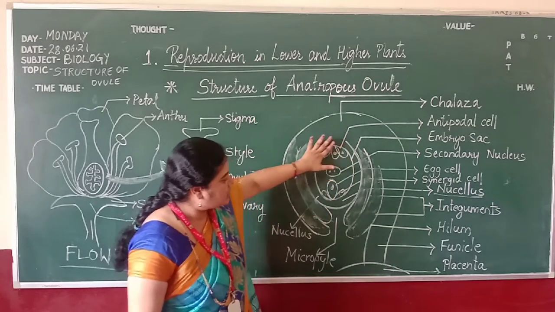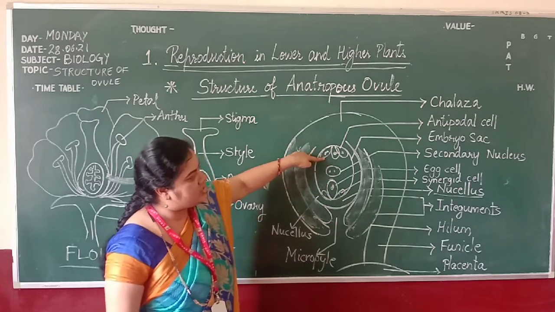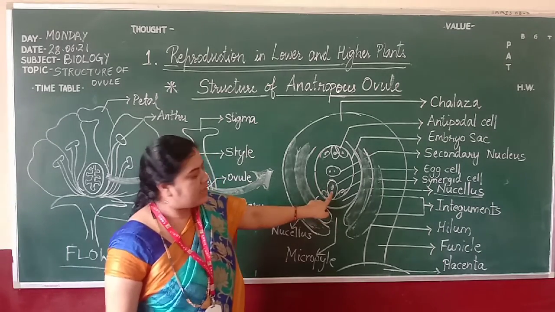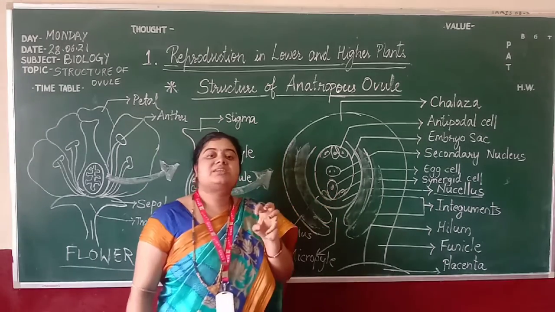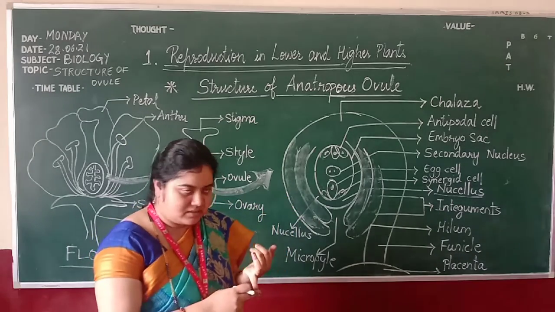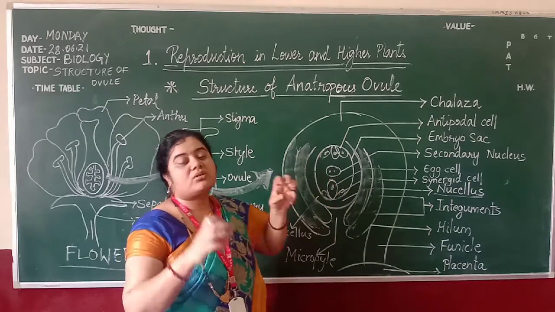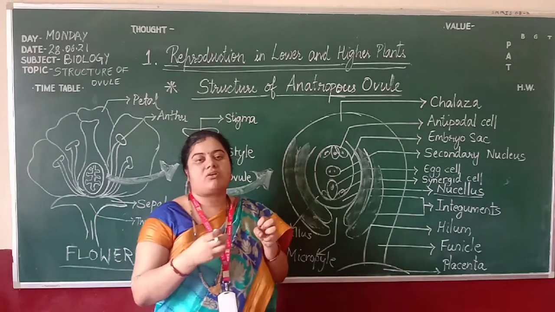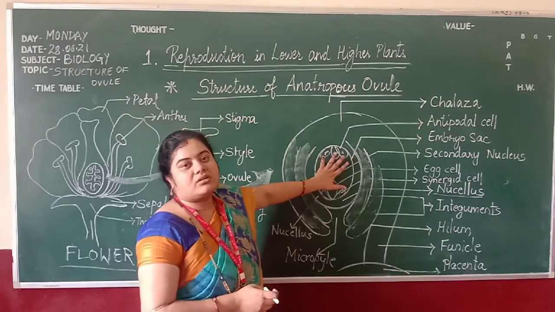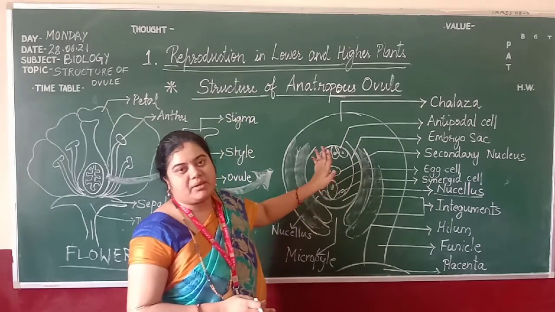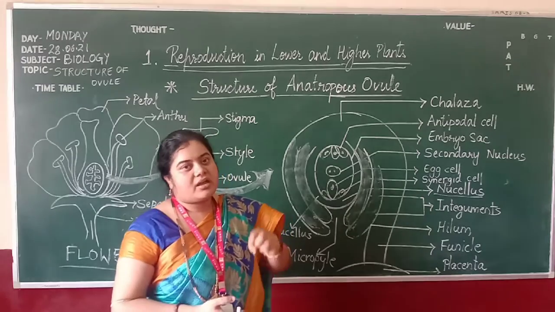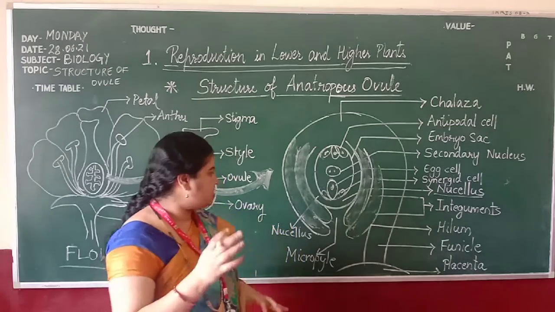So this is the structure of the embryo sac: 3 antipodal cells, 1 secondary nucleus, 1 egg cell and 2 synergid cells. Why do we need synergid cells? To protect the egg cell, and to provide the path or direction to the pollen tube, through which male gametes enter the embryo sac and double fertilization occurs. In the next session, I will explain how this double fertilization occurs.